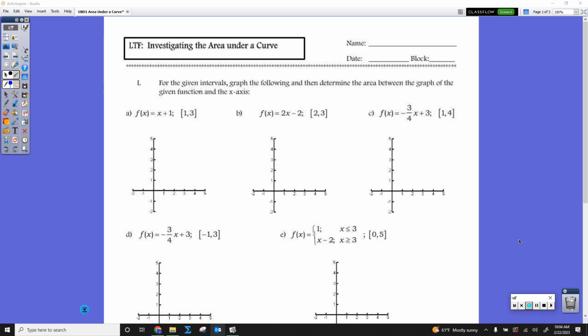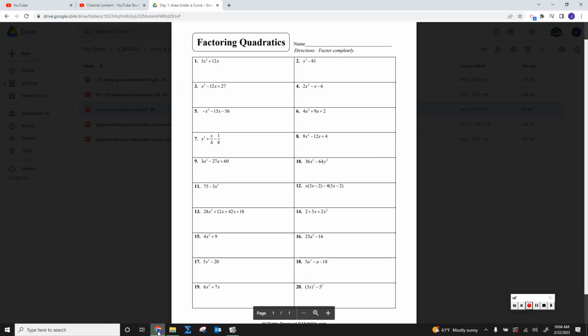Hey everybody, just want to do a quick video to cover today's lesson. First thing I want to mention before we get into the actual notes portion, I guess, is factoring quadratics. This is the very back page of the packet that you received.